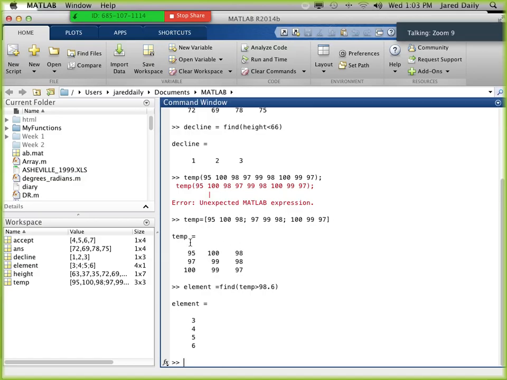But that's not correct. So why did they give you the ones less than 98.6 instead of the ones greater? That's a good question. I'm trying to figure that out myself. Why did it do that? Find temperature. And it didn't quite do that either, did it?